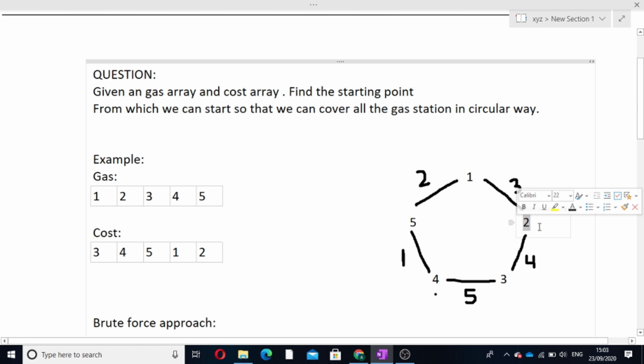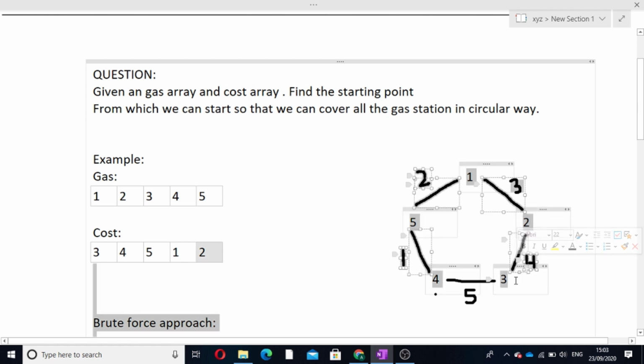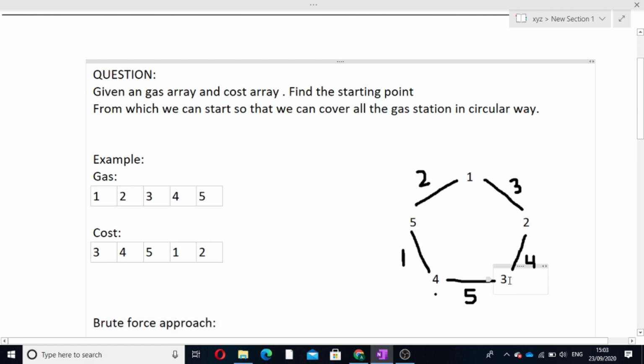Now 2 will be added to our 4, it will become 6, and 4 will be the amount required to move to the next gas station, that is 3. So 6 minus 4 is equal to 2. When we are at this gas station, the amount in the tank will be 2. So in this case, we started from the third index gas station, that is 4, and we have covered all the gas stations using this as a starting point.